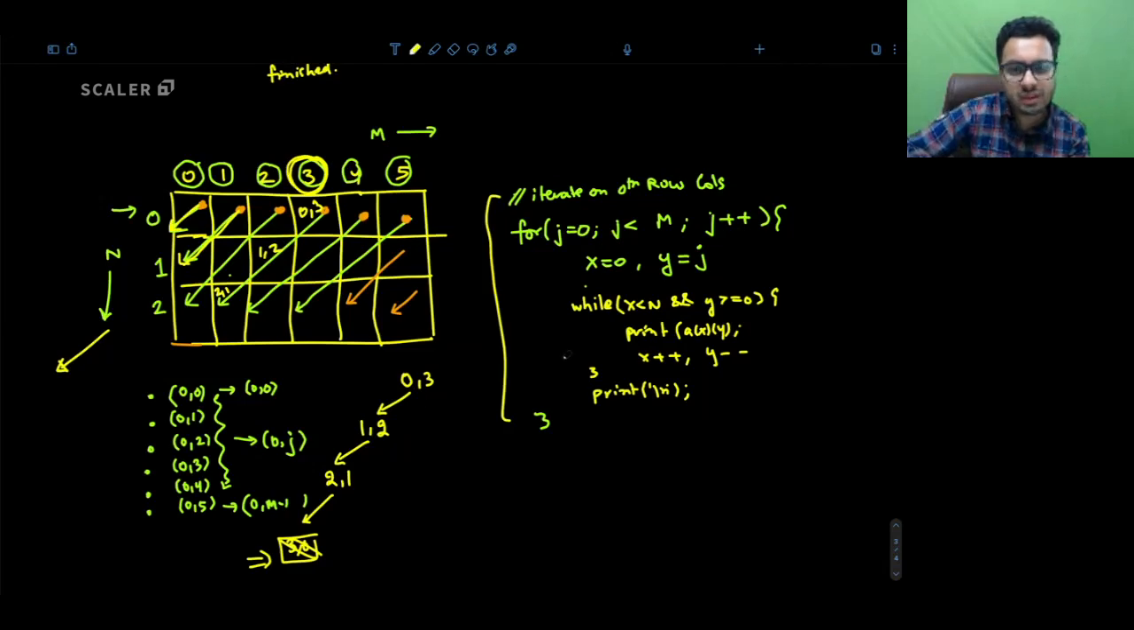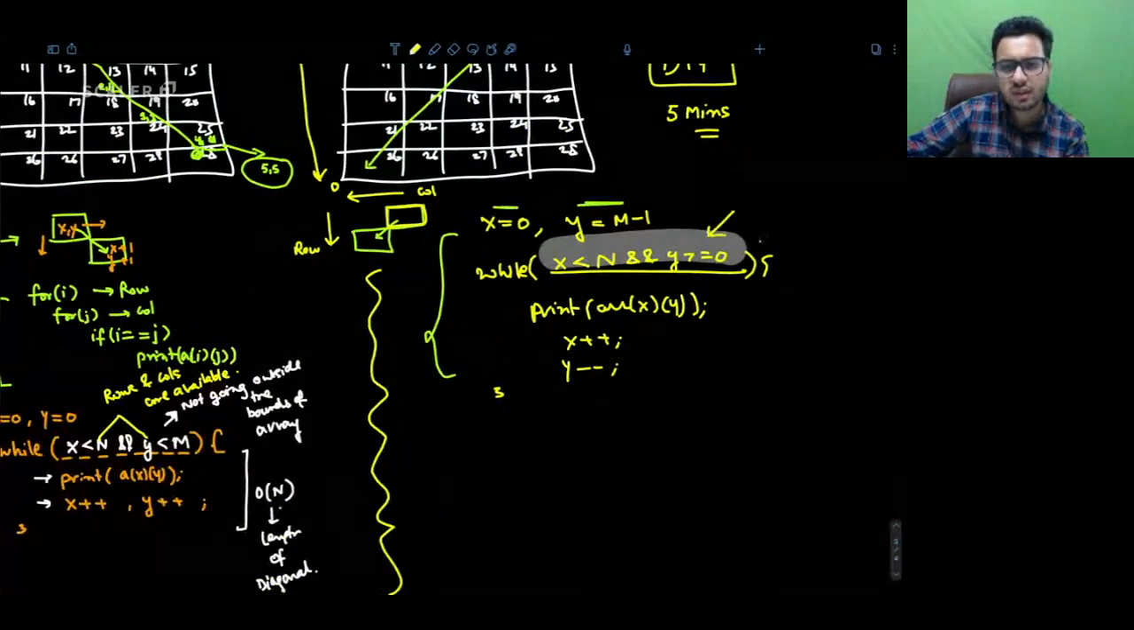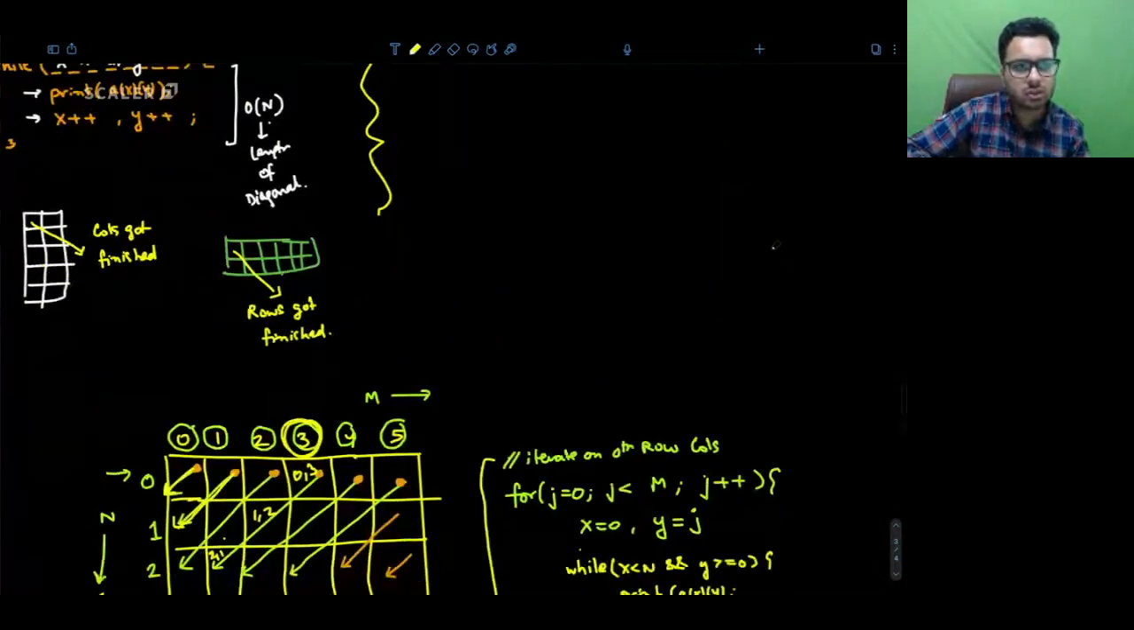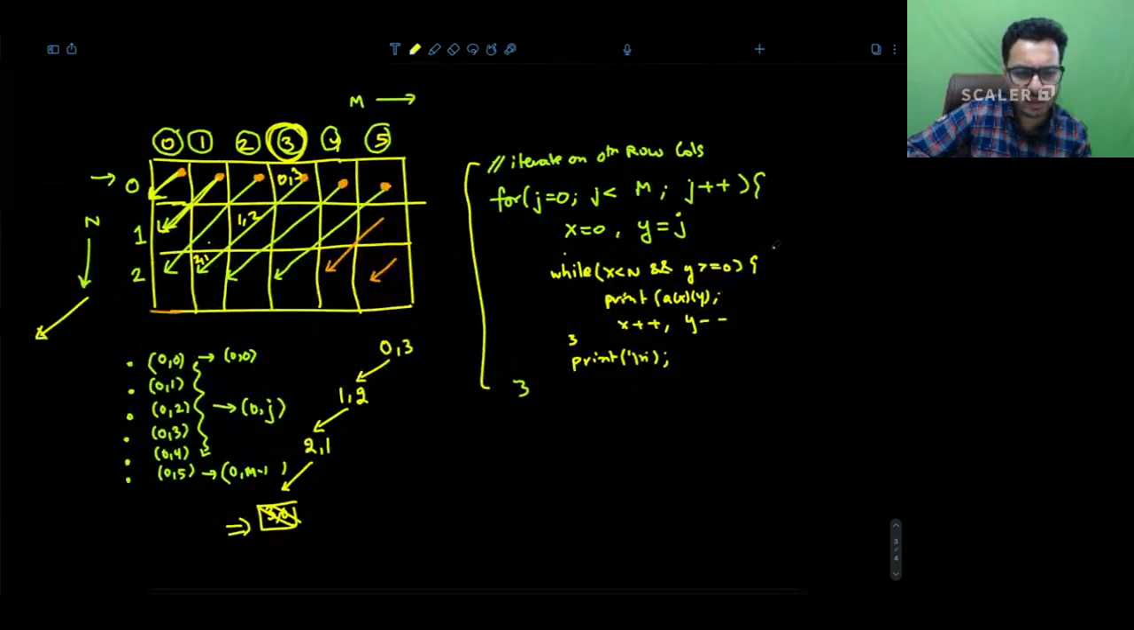So same as the previous one. Previously we did y greater than or equal to 0. That means till y is greater than or equal to 0th column, let's print the diagonal, right?